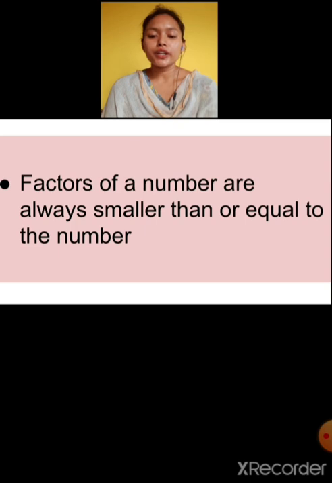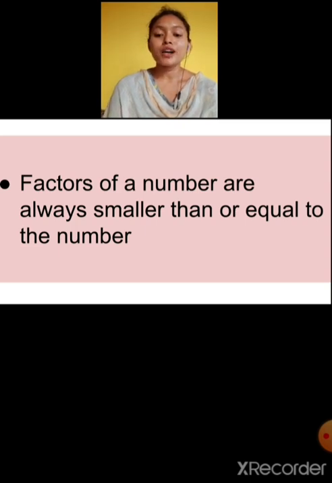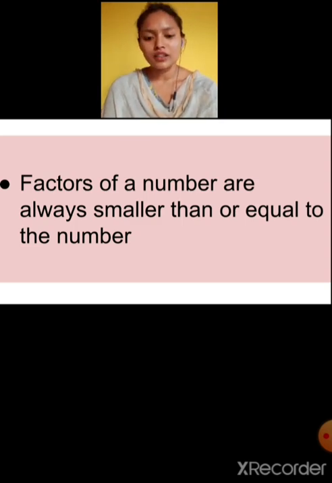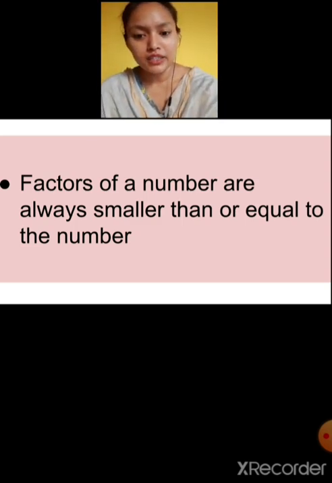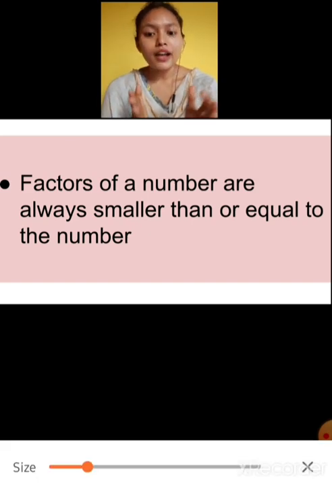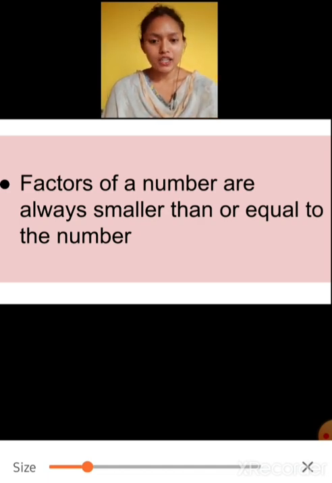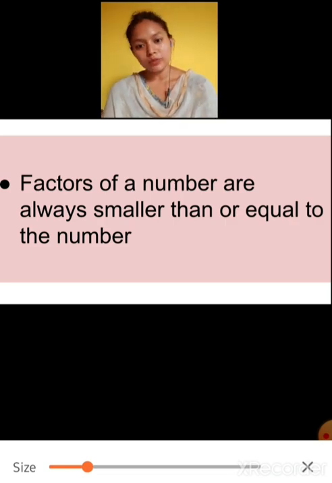Now the next point is: factors of a number are always smaller than or equal to the number. This point is sort of a clear thing, because it is written that factors of a number are less than or equal to the number. It is less than or even equal to the number also.